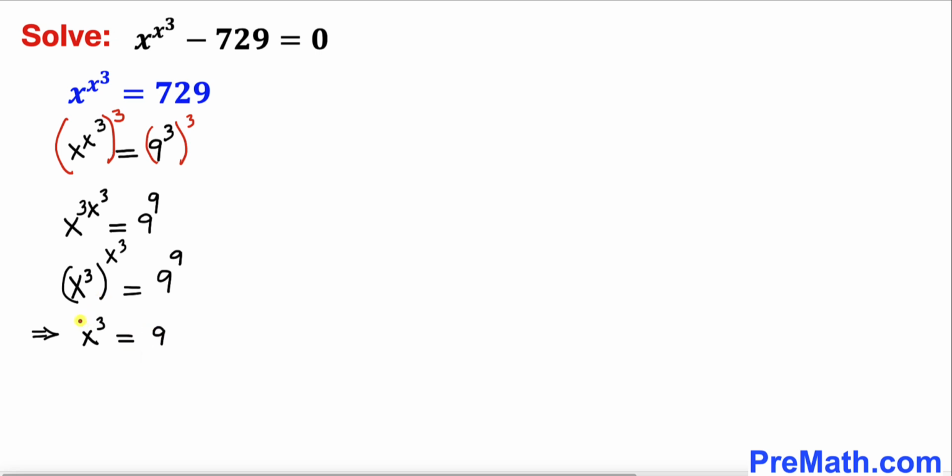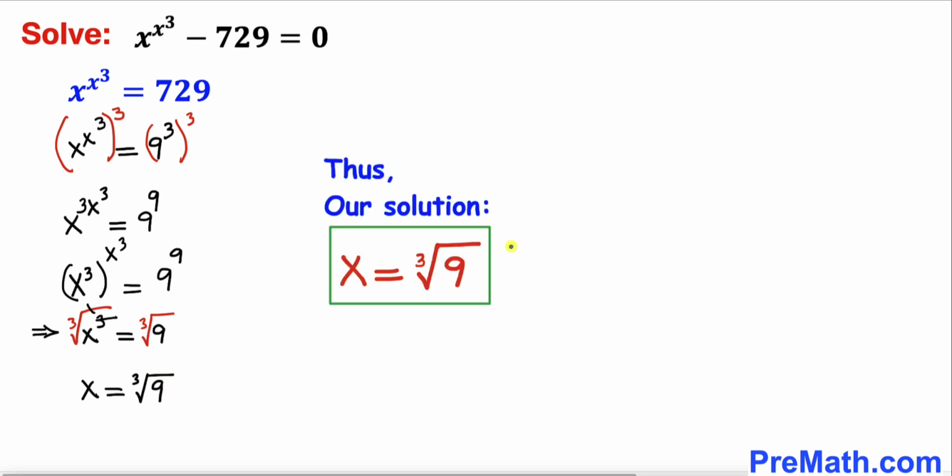And now let's take a cube root on both sides to isolate x. I'm going to take the cube root on the right hand side as well. And now we can see this cube and cube root undo each other. So we got x equal to the cube root of 9 as our solution. So thus our solution turns out to be x equal to the cube root of 9.